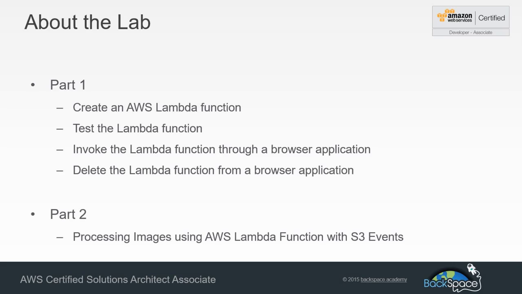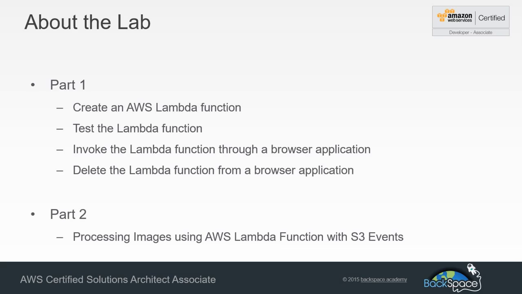So once we've created that AWS Lambda function, we're going to do that in the console. We'll test that Lambda function in the console as well. Then we're going to look at getting our browser application that we created previously that used the S3 service for a back-end database. What we're going to do is invoke our Lambda function through that same browser application, and then we're also going to get that browser application to delete the Lambda function. So in effect, we're going to create Lambda Node.js server-side capabilities for our browser application.